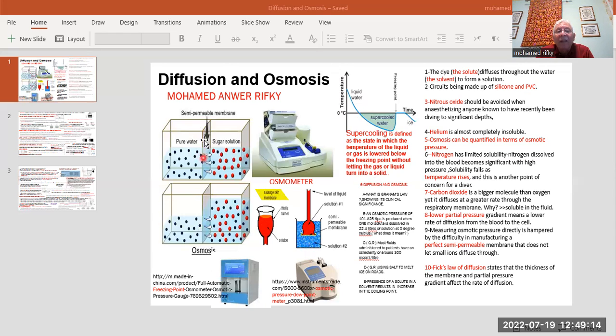And this is a picture showing the meaning of osmosis, where the pure water goes through a semi-permeable membrane to a sugar solution. And then this sugar hinders a further spread, creating what we call the osmotic pressure. These are some points I got from another book, if you want to have a hint about it.